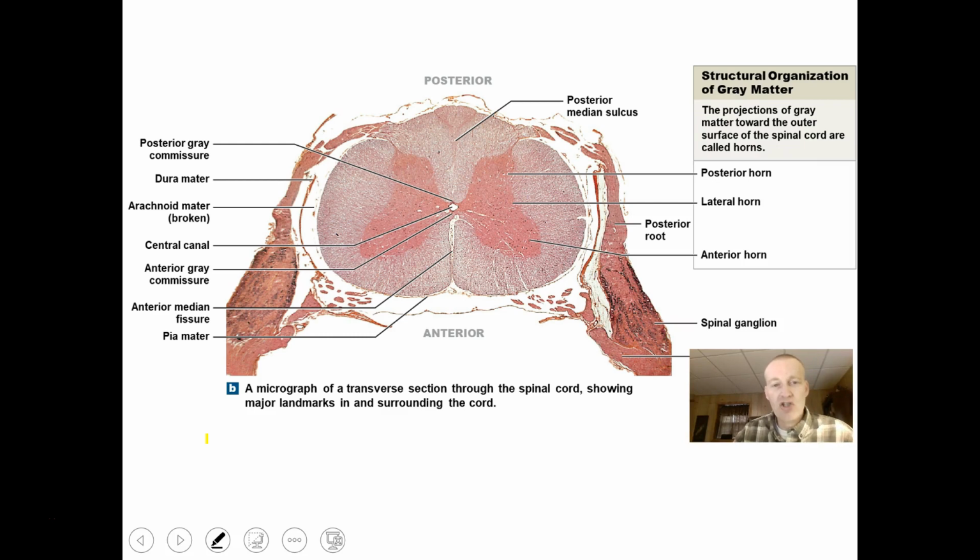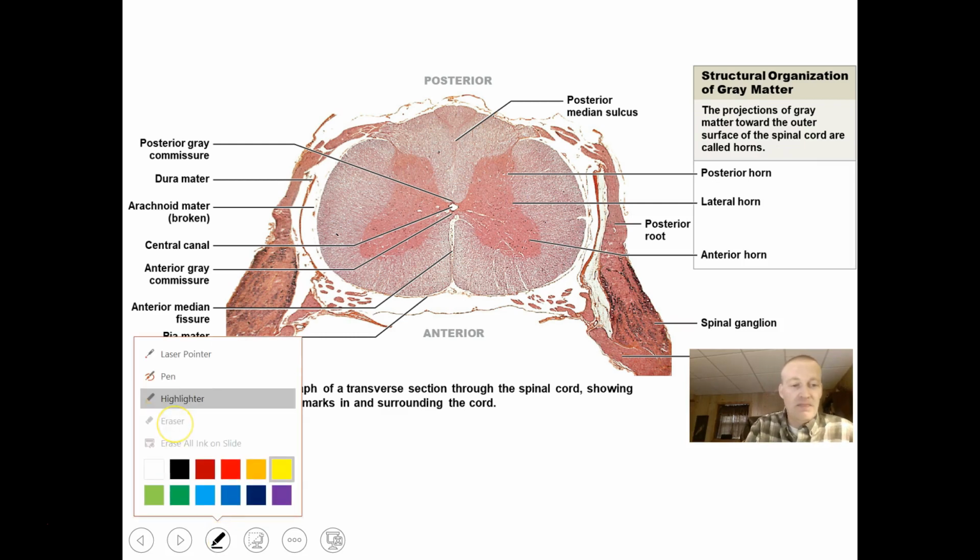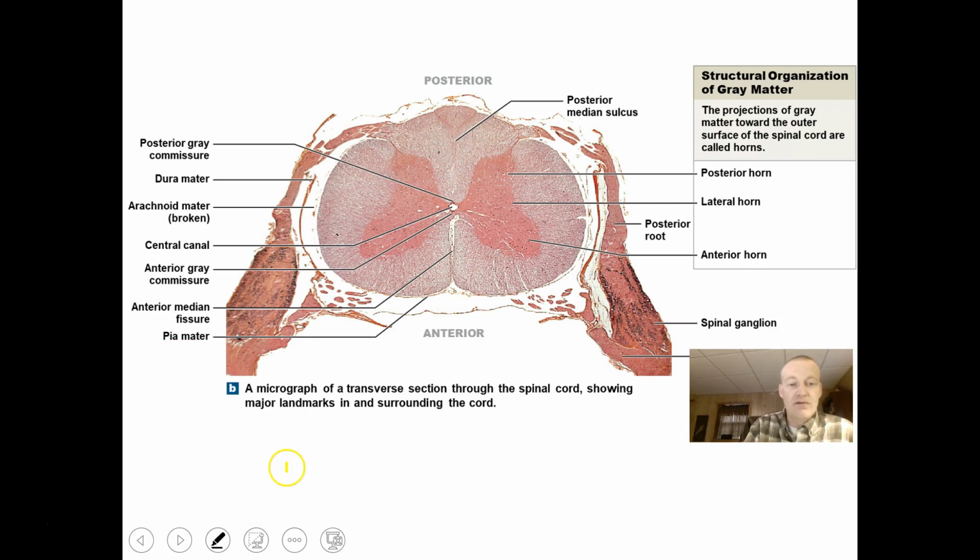This is just showing you a microscopic view of the spinal cord, so you can see the gray matter and the white matter and see how it's organized in terms of the different regions: the posterior horn, lateral horn, anterior horn, and you can see various things like the fissure here. So the anterior median fissure. You can see the posterior median sulcus. So in the gray matter and white matter, things of that nature.